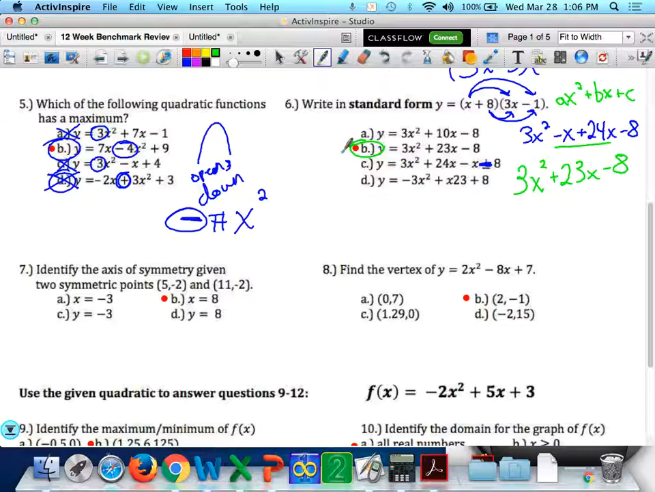Number 7 is giving us 2 symmetric points, and you just need to remember the formula and what an axis of symmetry is. Axis of symmetry is a vertical line, meaning C's already out and D's already out. Those are horizontal lines. You can graph those in the calculator. Our formula for axis of symmetry is x sub 1 plus x sub 2 over 2. We're averaging them. We're just finding what's halfway in between them. Well, that's 5 plus 11 over 2, which is 16 over 2, which is 8. And that, x equals 8, is our vertical line that splits the parabola in half. Y equals 8 would be a horizontal line. We need the vertical axis of symmetry.